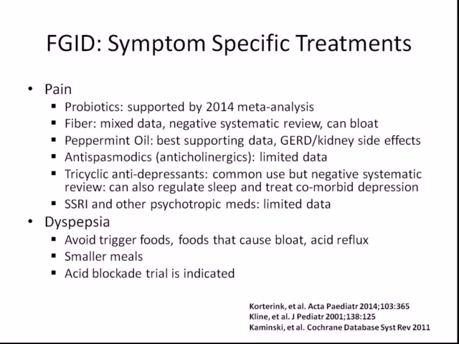We oftentimes use antispasmodic medications in GI for their anticholinergic properties. And really, we're doing this with very limited data. Tricyclic antidepressants, well, they're commonly used, but there was a negative systematic review that came out in the last 5 years or so. Despite this, we regularly use these medications. They can also benefit the patient in that they can regulate sleep and also treat any comorbid depression. SSRIs and other newer psychotropic medications have not been formally studied well enough to make a judgment, so there's really limited data right now. How about dyspepsia?